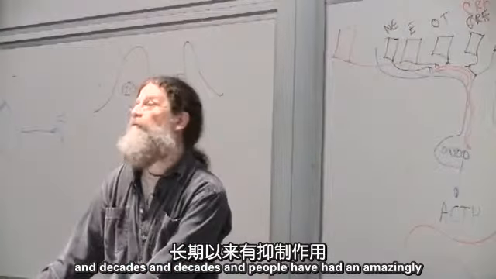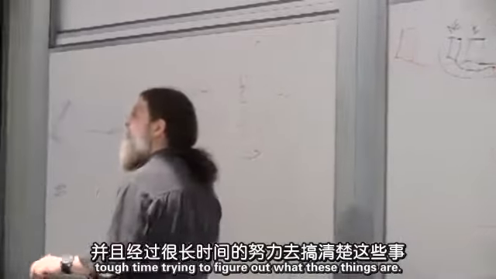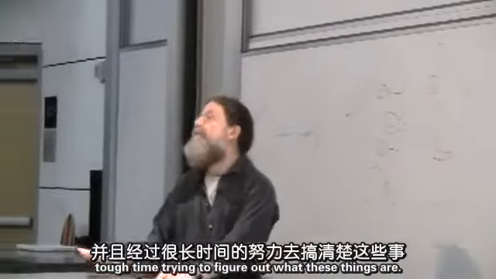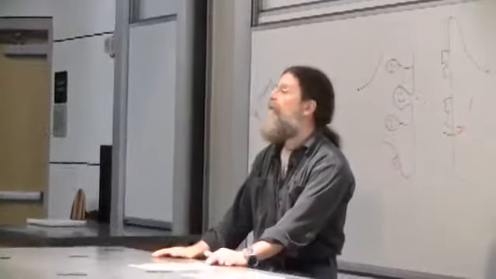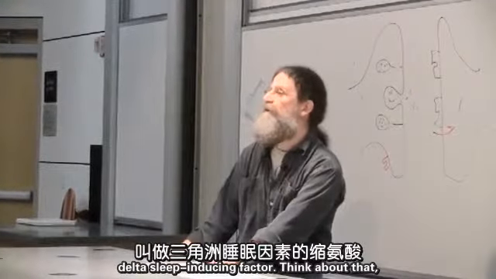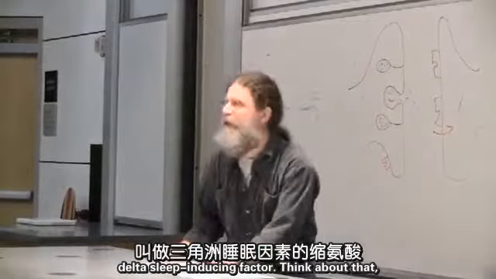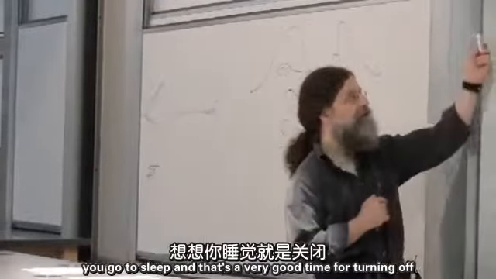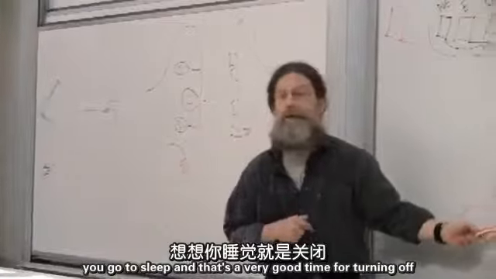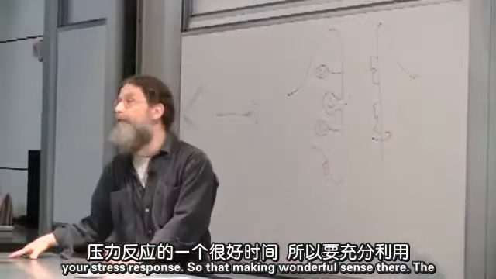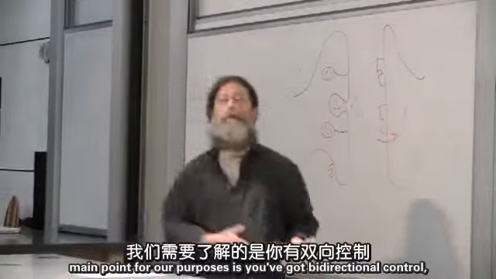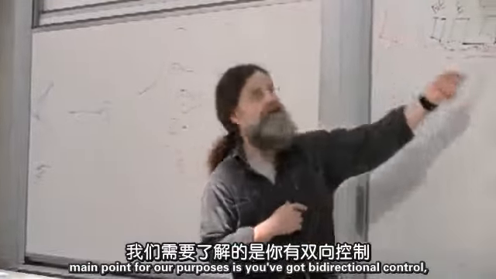And people have had an amazingly tough time trying to figure out what these things actually are. The best implicated molecule so far is a peptide called delta sleep inducing factor. Think about that. You go to sleep, and that's a very good time for turning off your stress response. So that makes wonderful sense there. The main point for our purposes is you've got bidirectional control.